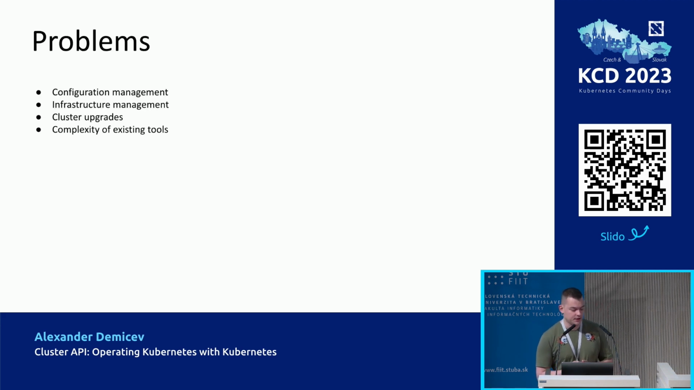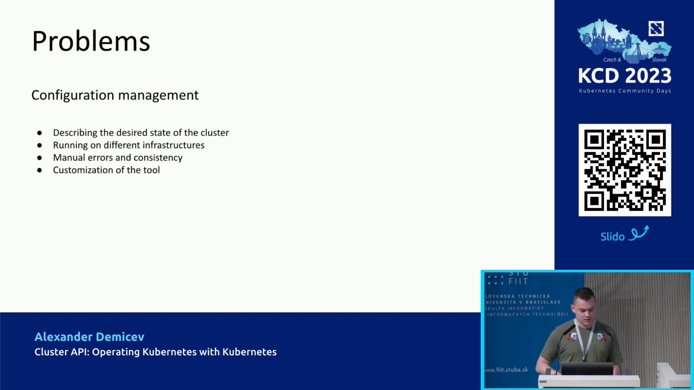So our first topic is the problems of Kubernetes cluster lifecycle management. There are multiple problems, but I chose 4 because I think they are related to CAPI. So we'll try to explain what each problem looks like. First will be configuration management, then infrastructure management, cluster upgrades, and just the general complexity of existing tools. So the first problem is configuration management.